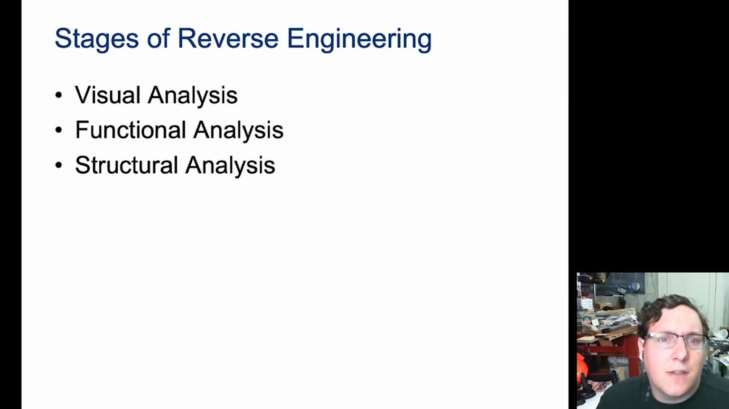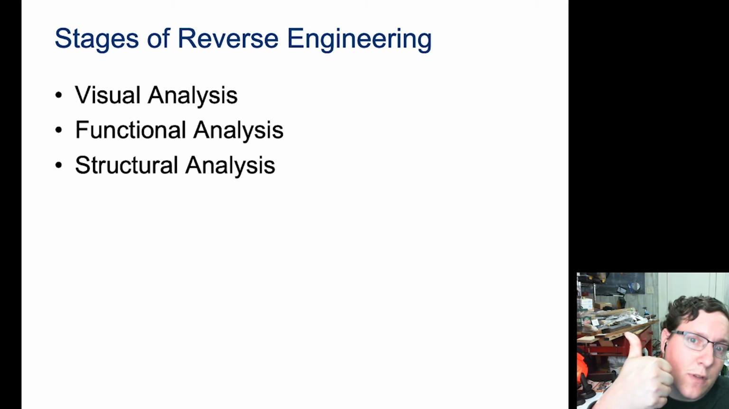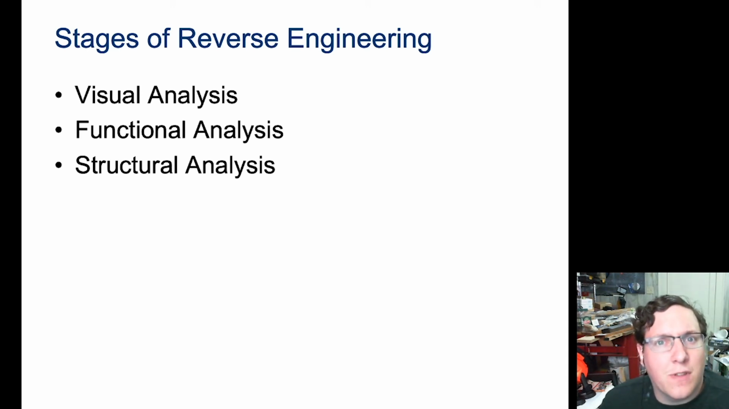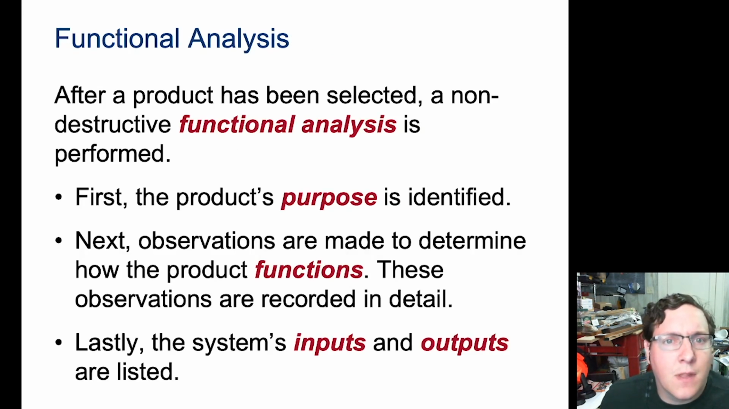But the basic stages come across as visual analysis, what do you see on the outside, functional analysis, so how does it work, and then you get into some of the structural analysis where you start looking more at the internal structures and how it works. So functional analysis starts with the product being selected, and ideally you're using a non-destructive approach to it. Okay? You're not trying to break it yet, you're not doing anything that's going to permanently damage it. You're just basically seeing what is visible from the outside. And you're using that to go ahead and help identify the purpose.